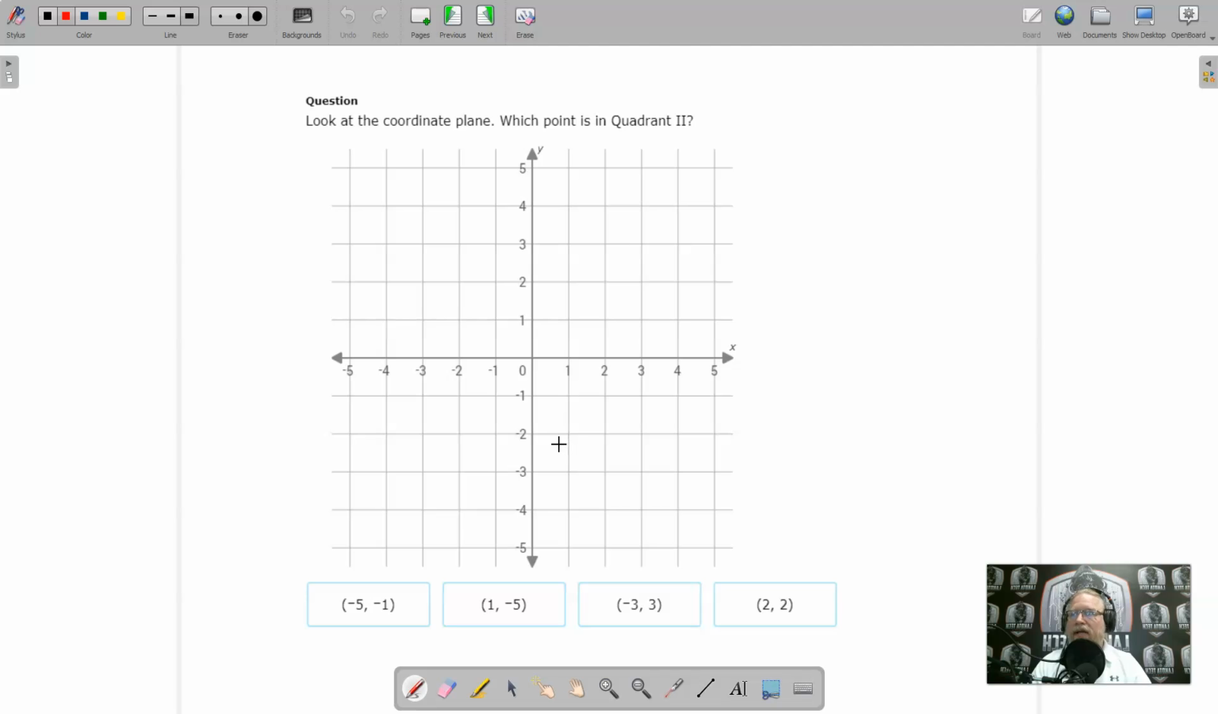So let's try that here with this one. Look at the coordinate plane, which is in quadrant 2. So over here at quadrant 2, we know that x is negative, y is positive. So we're looking for negative, positive. Negative, negative, nope. Positive, negative, nope. Negative, positive, sure enough, right here. Negative 3, positive 3. And that's going to land right there. The other one's positive, positive, so that's going to be in quadrant 1.